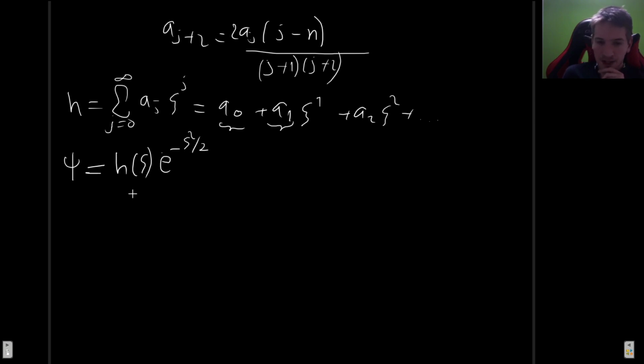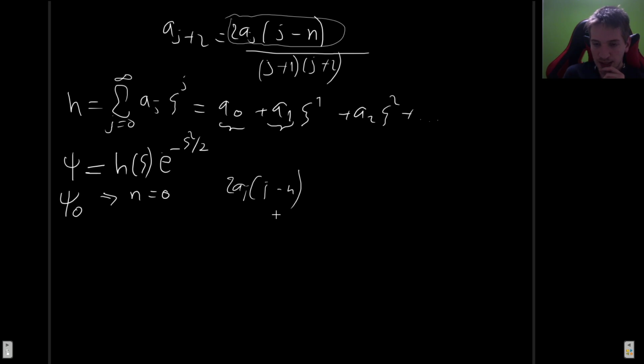Okay, so let's go for psi 0. This means n is equal to 0. So in that case, this thing right here can have a maximum value of 0. This thing right here, we are going to get 2a_j, j minus 1. And since this n is 0 here, we get 0.